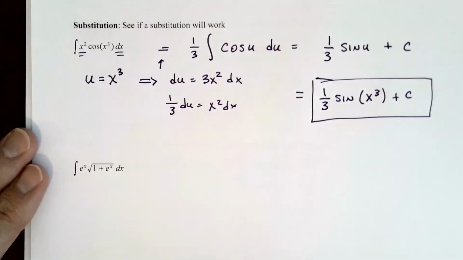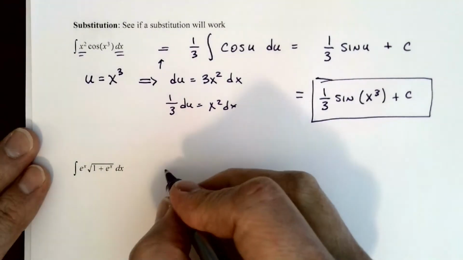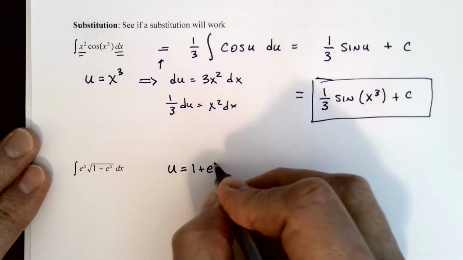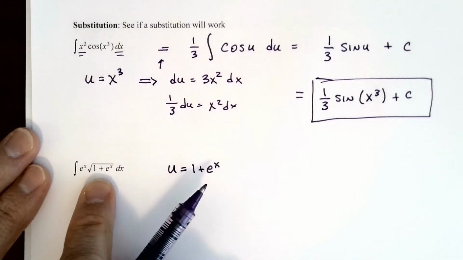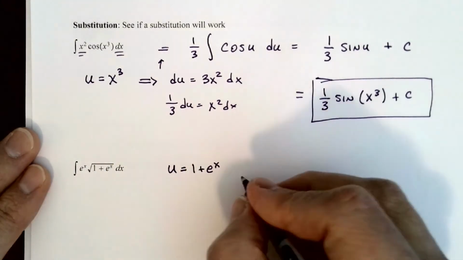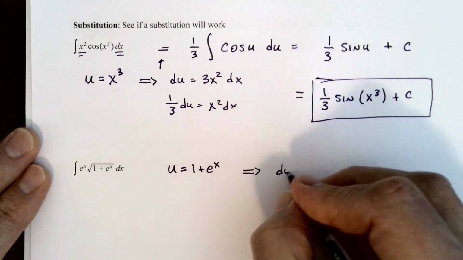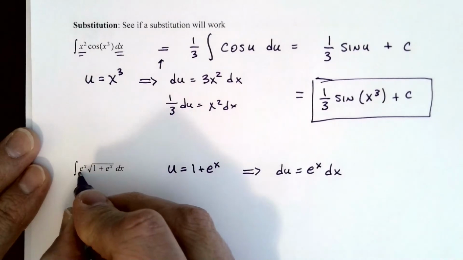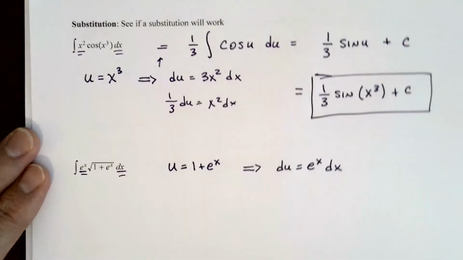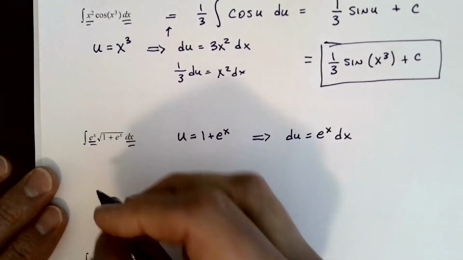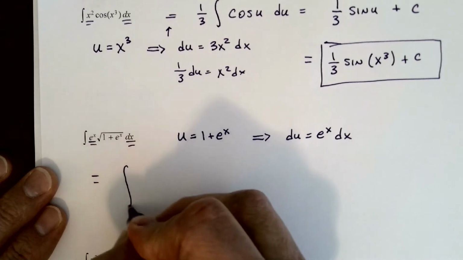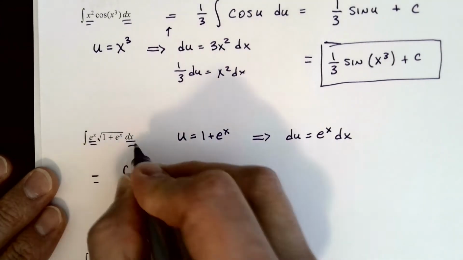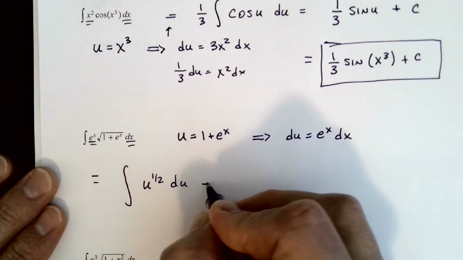Down here, in a similar manner, what would our substitution be? Probably 1 plus e to the x, right? That's inside the square root function. Notice in that case, my du is e to the x dx, and that's a good thing because what do I have? e to the x dx. So this one very easily becomes square root of u, or u to the 1/2, du.